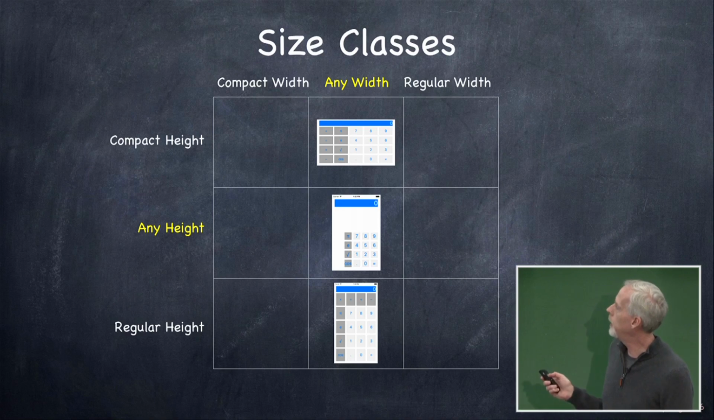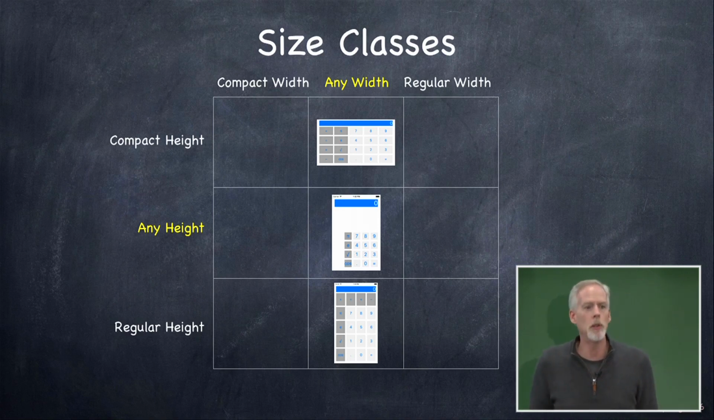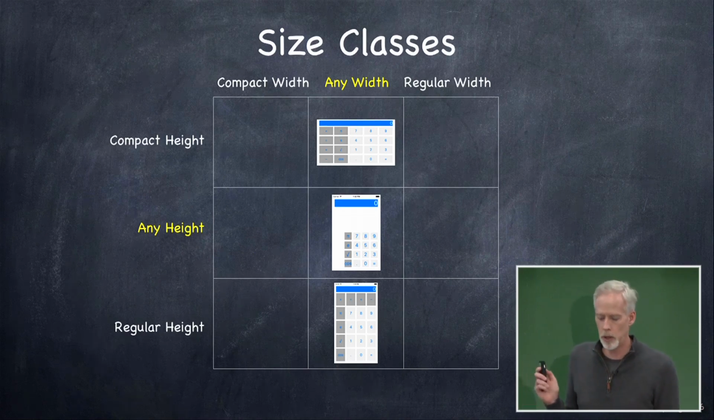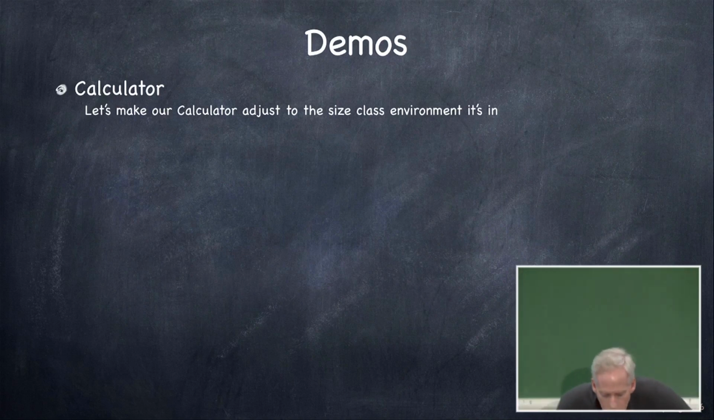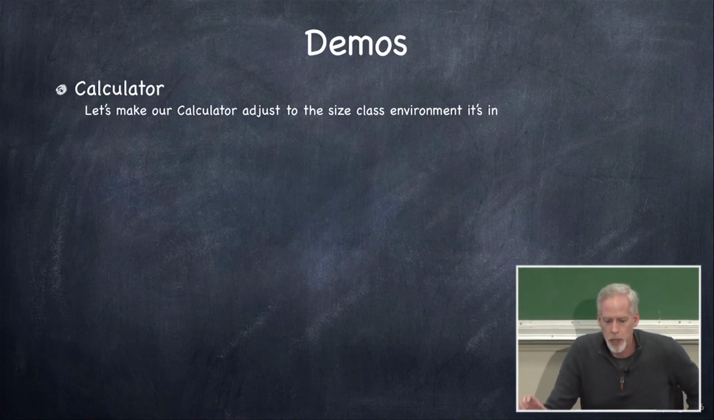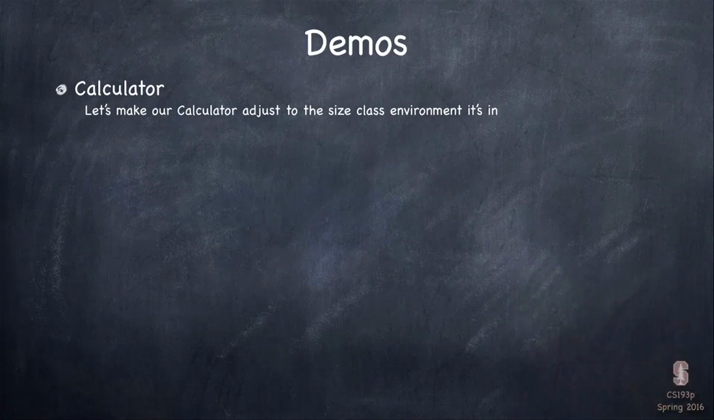And in your storyboard, you can actually go to any of these 9 squares and edit the UI. And that's what we're going to show in our demo here. So I'm going to do this calculator thing, exactly what I just showed there. And we'll see what it looks like to do this size class business in Xcode.